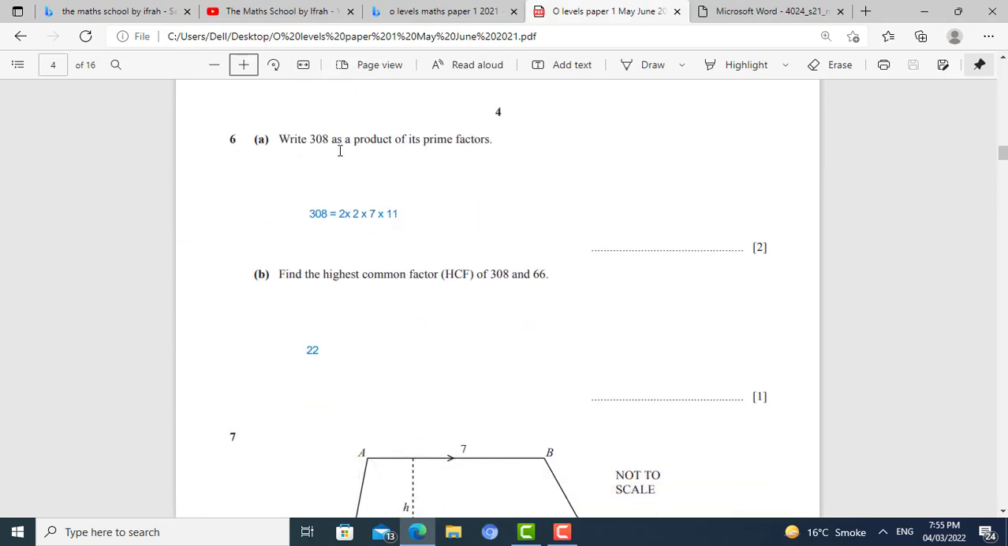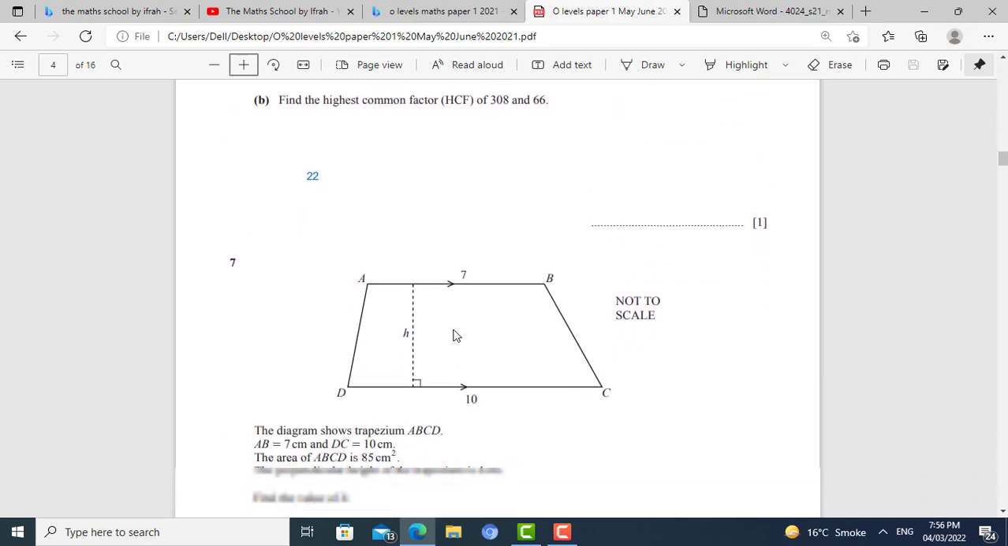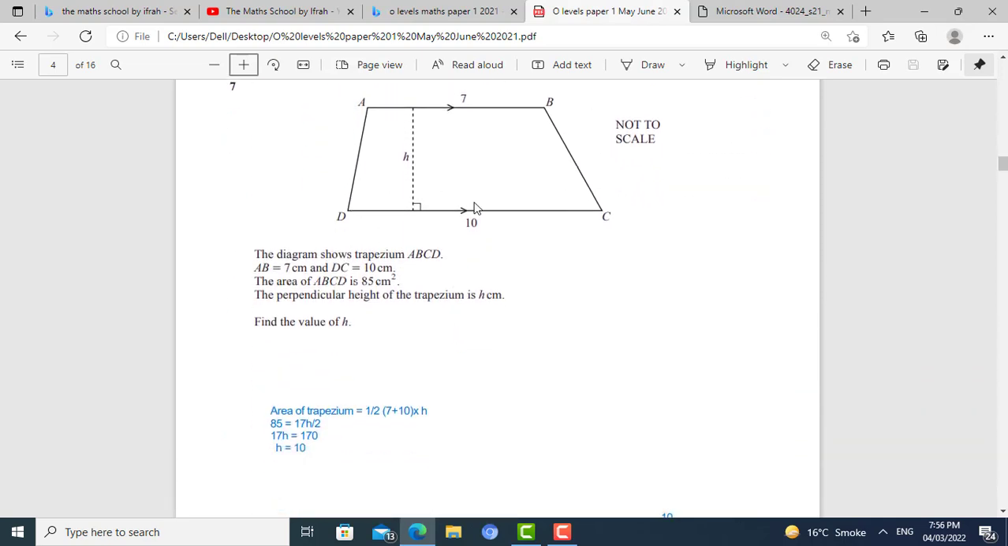Okay, write 308 as a product of its prime factors. 308 is written as 2 into 2 into 7 into 11. We do the prime factorization and this is what we get. Find the highest common factor of 308 and 66, that is 22. Okay, let's have a look at this question.